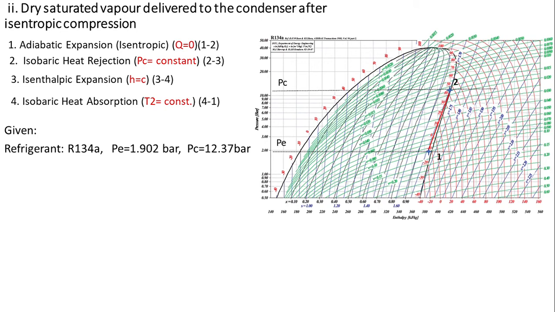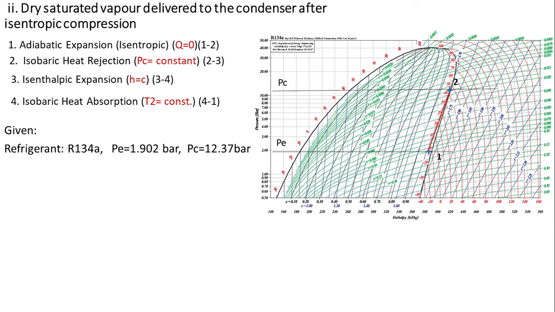Okay, then next, 2 to 3. The 2 to 3 process is an isobaric process. Isobaric means it is a constant pressure process, and during that, condensation occurs. That means after condensation you will get the saturated liquid.